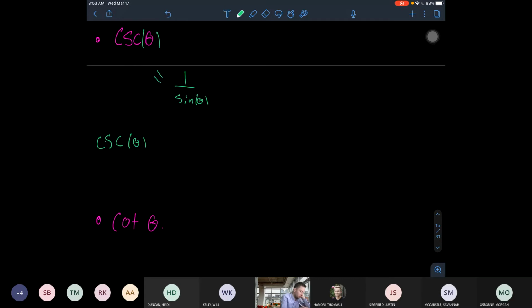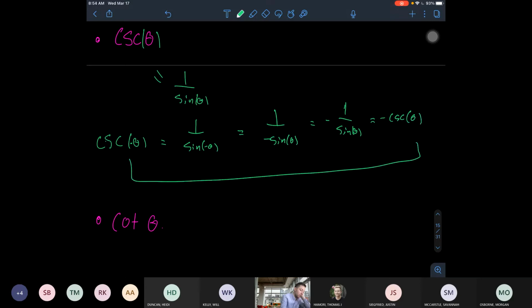Okay, so cosecant of negative theta would be equal to 1 over sine of negative theta. Would be equal to 1 over negative sine of theta by the oddness of sine, would be equal to negative of 1 over sine of theta. If you want to pull it out like that, you can. And that's equal to negative cosecant of theta. So we get cosecant of negative theta is equal to negative cosecant of theta, and this is telling us that cosecant is odd.